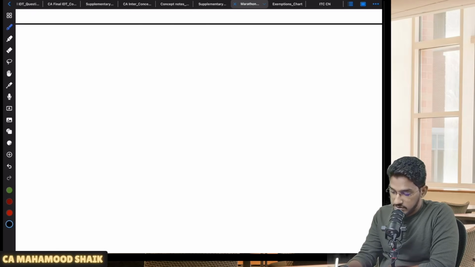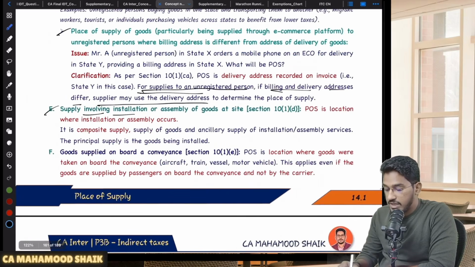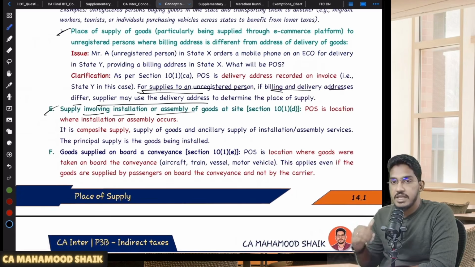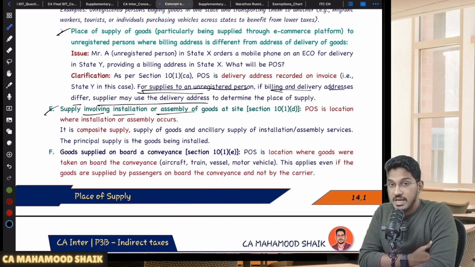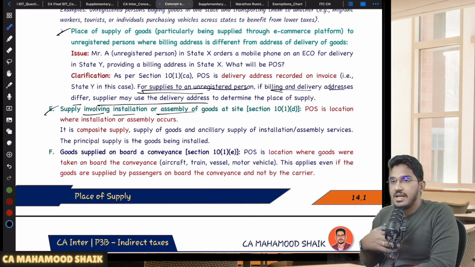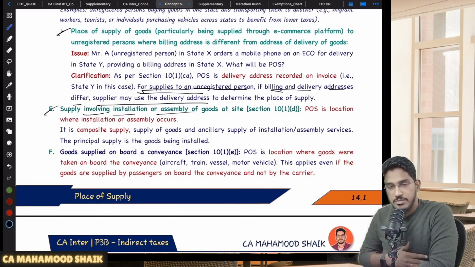Next, let us come to the next clause. What are the other clauses in section 10 subsection 1? Supply involving installation or assembly of goods at site. If you are making a supply of goods, but those goods are required to be installed or assembled at site, what will be the place of supply? Very simple, wherever they are installed or assembled. Let us say I am today buying an air conditioner. That air conditioner requires installation. Now what will be the place of supply for that air conditioner, sir? Wherever it is installed, that will become the place of supply.